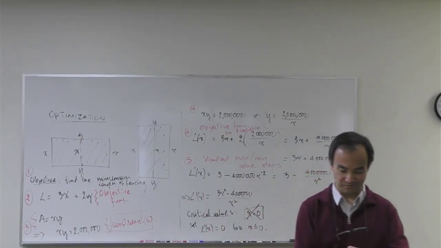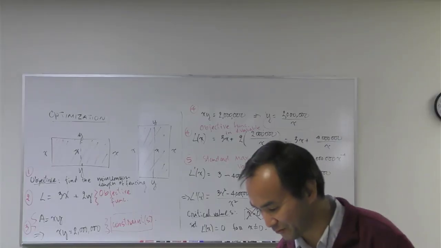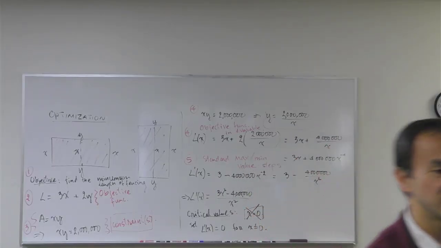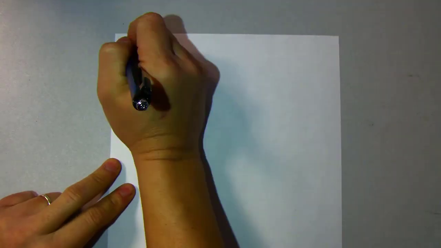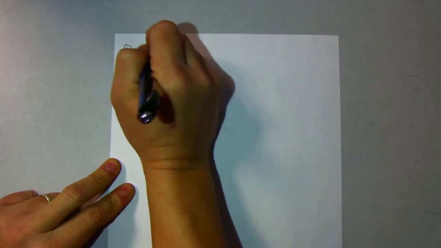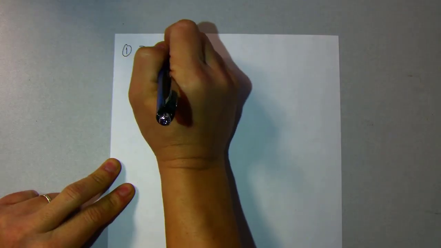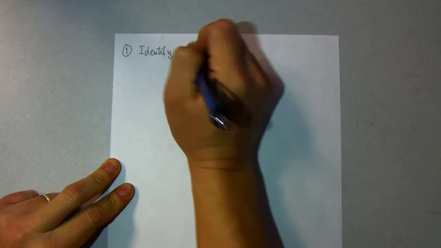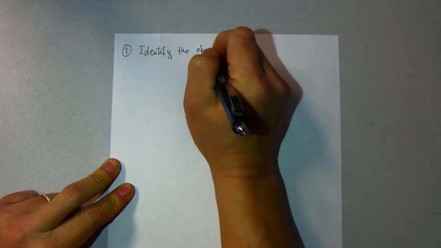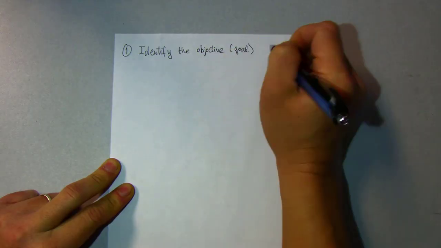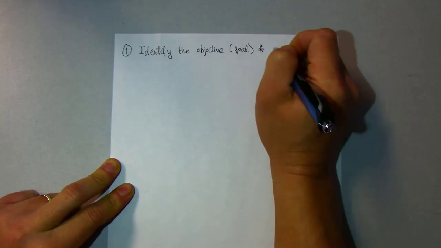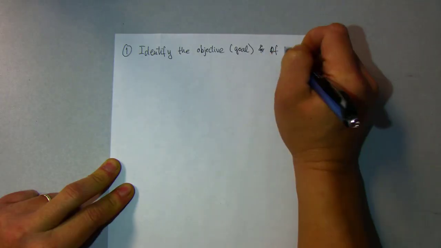So, for you guys to write it down and kind of remember that. And then once we're done with that, I'm going to hop in and show you another example. So what we do here, first step, we're going to identify the objective, or another way of saying, the ultimate goal of a problem.